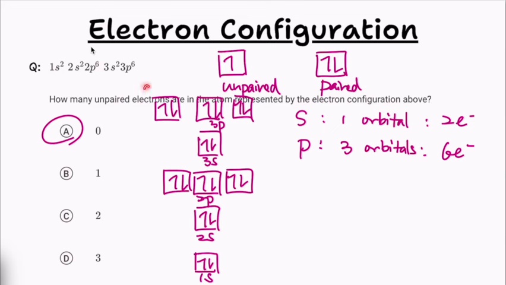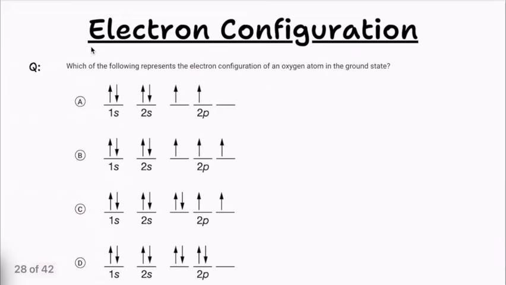So as shown in this electron configuration diagram, there are no unpaired electrons. The answer is 0. Next, which of the following represents the electron configuration of an oxygen atom in the ground state? Okay, so the ground state means it's not excited.